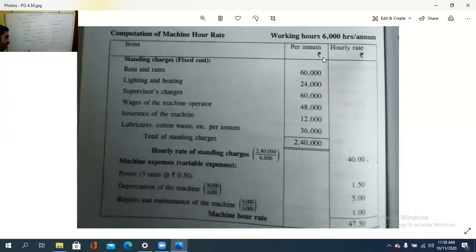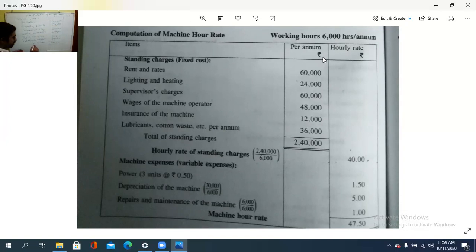2,40,000. So hourly rate we need to take because this is all given in the question on a yearly basis, isn't it? So that is why we are doing it that way. Otherwise, we need to change this one also to monthly, this one also monthly, these two also monthly. Clear? So that is right.